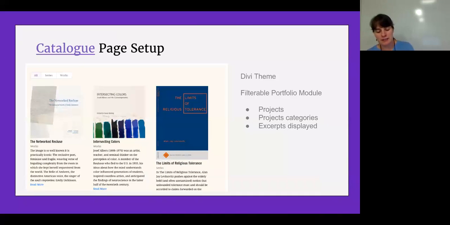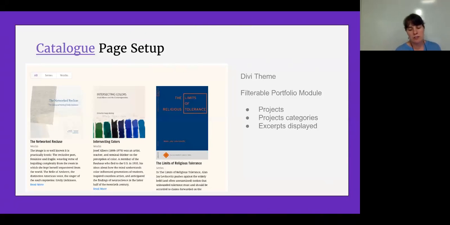And the catalog page setup. So we use the Divi theme, which is a pretty handy, flexible theme that you can, I think, buy from Elegant Themes. I'm not quite sure. And it uses this really nice visual builder, a pretty handy interface. And I think for managing content, it's something that's been intuitive and easy for the content manager to work with.